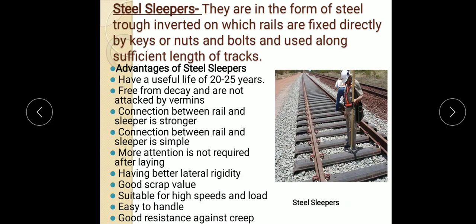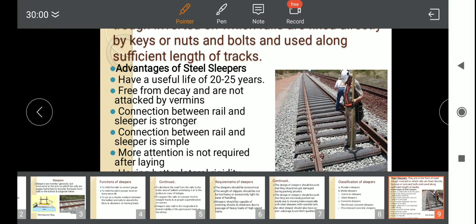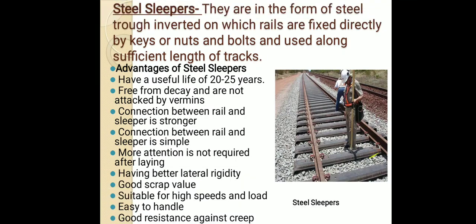So the first is steel sleepers. Steel sleepers are in the form of an inverted steel trough on which rails are fixed directly by keys or nuts and bolts, and used along sufficient length of track. So here the photo shows these steel sleepers in the form of a steel trough, that is inverted, on which rails are fixed. Here rails are fixed directly by these keys and nuts.